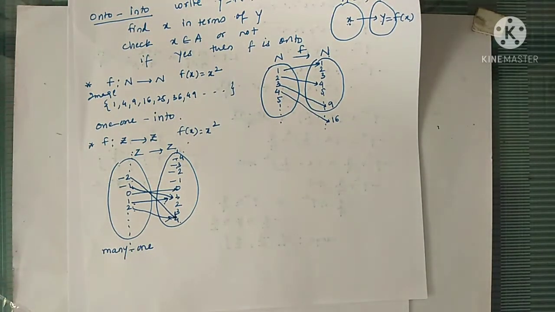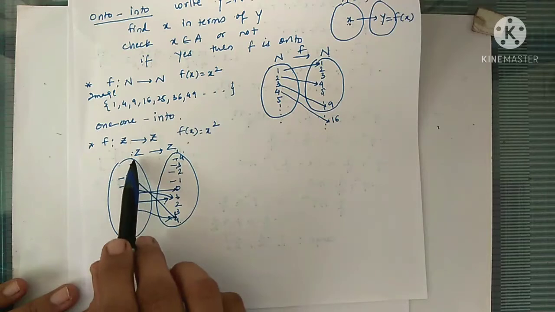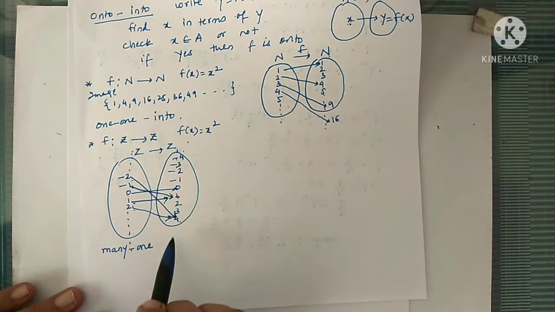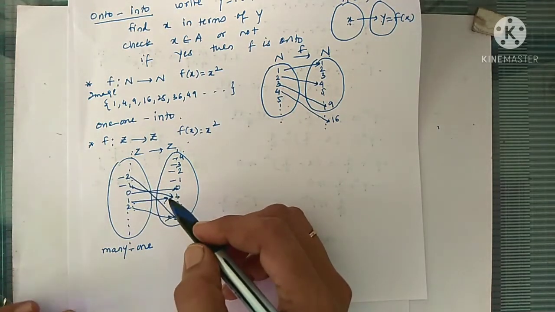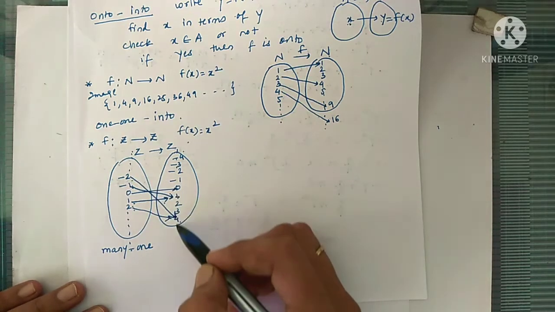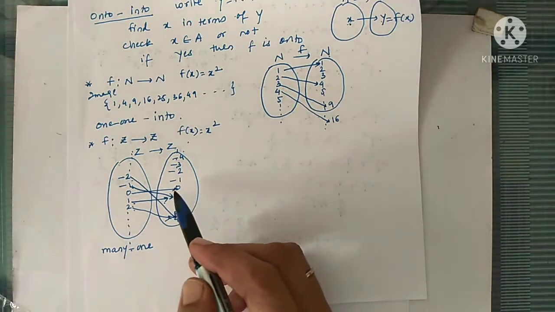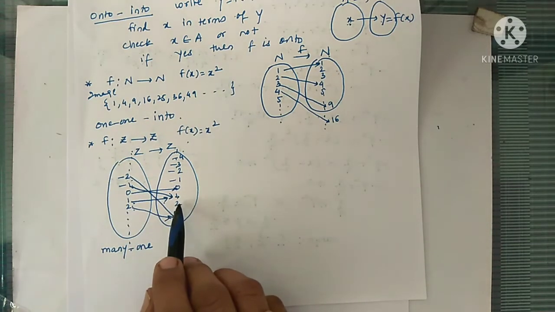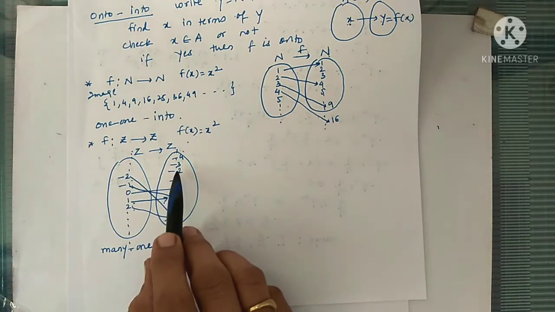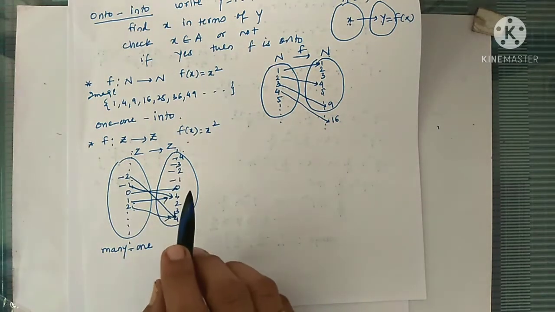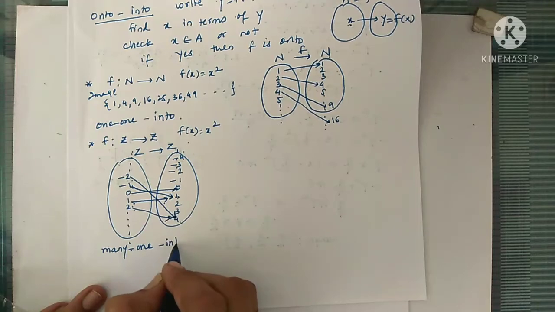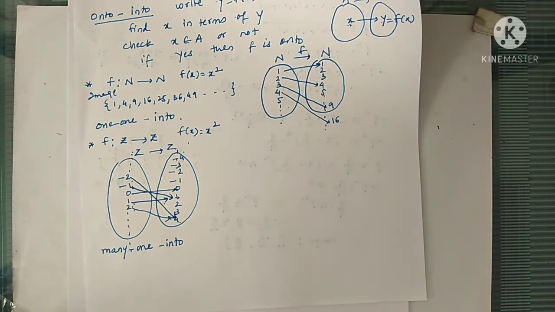Now let's check whether it is into or onto. Again, see these numbers here. The square of all these numbers is greater than or equal to 0. So we have to draw the arrows to these positive numbers only. These negative numbers do not have any pre-image, or rather 2 does not have a pre-image here. So -2, -3, -4 do not have any pre-image. 2, 3 do not have a pre-image. So it is an into function. So many-one into. Okay.